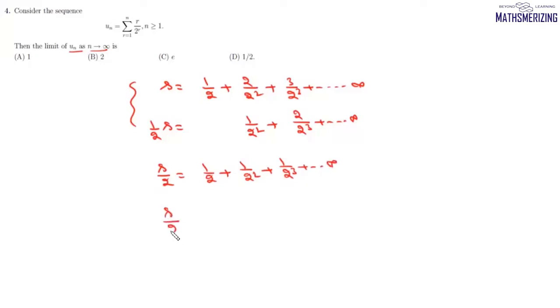So it will be S by 2, and this is nothing but an infinite GP, which is a upon 1 minus r, that is 1. So the value of S is simply 2. So this limit n tends to infinite U n is nothing but 2, and that's your option B.